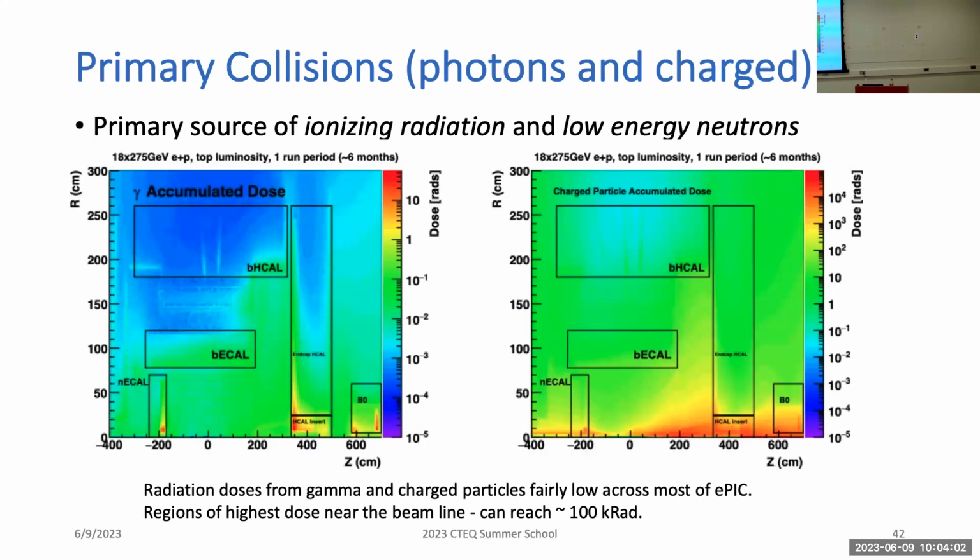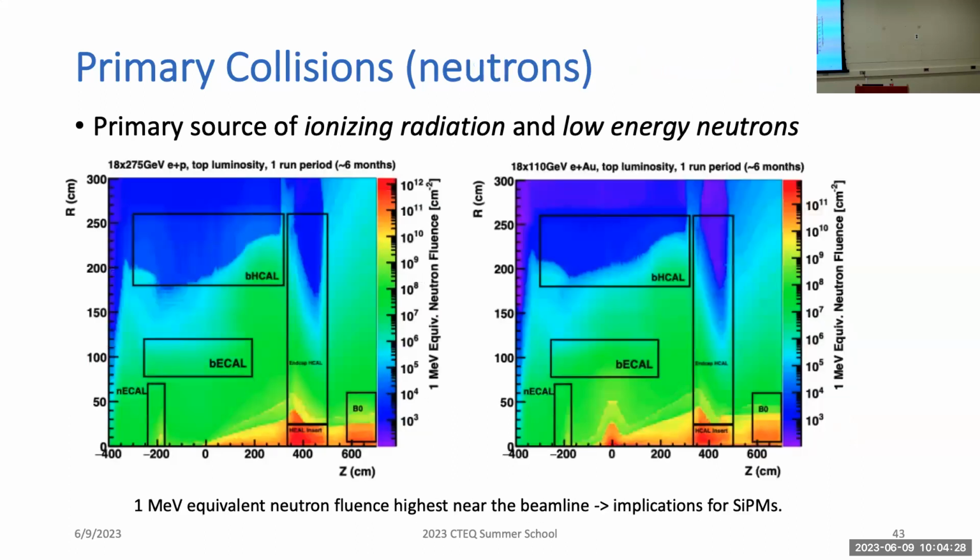Primary collisions are the primary source of ionizing radiation and low energy neutrons. So we look very carefully at the ionizing radiation dose that we achieve. And in fact, you can see that the ionizing radiation dose throughout the detector is actually relatively low. The regions down here can reach maybe 100 kilorads, but even scintillator can handle several hundred kilorad without seeing a degradation. The problem comes when you look at neutrons.